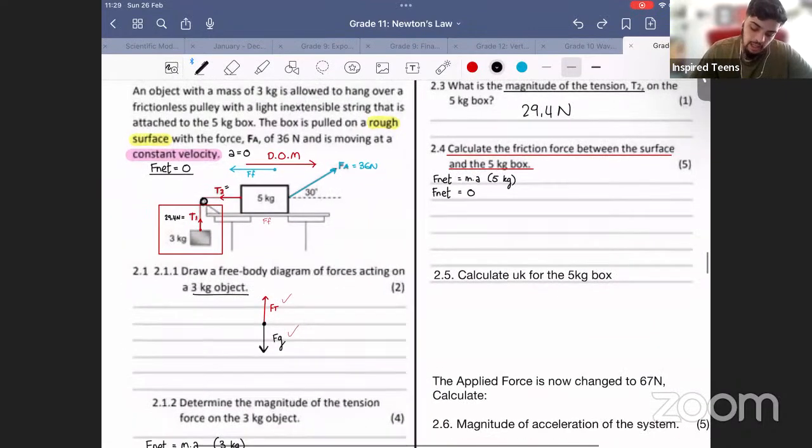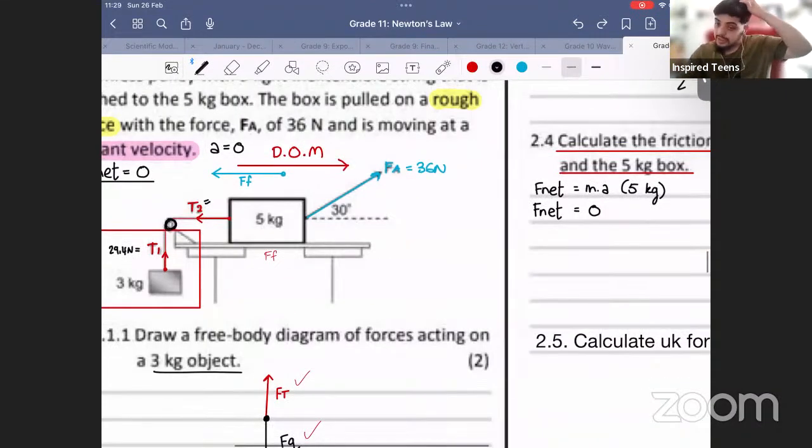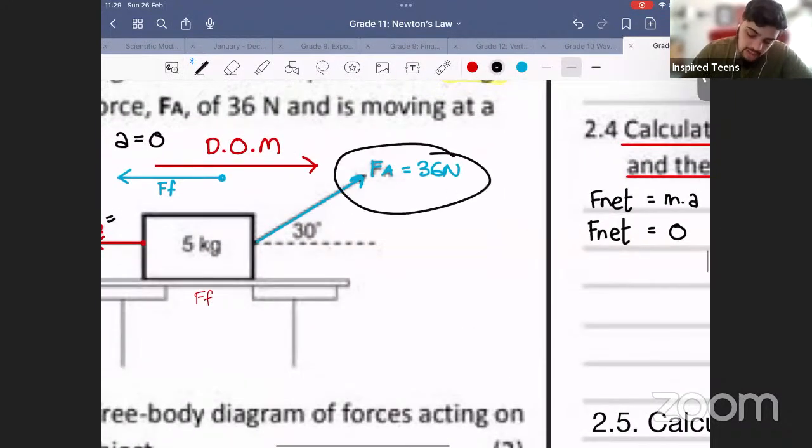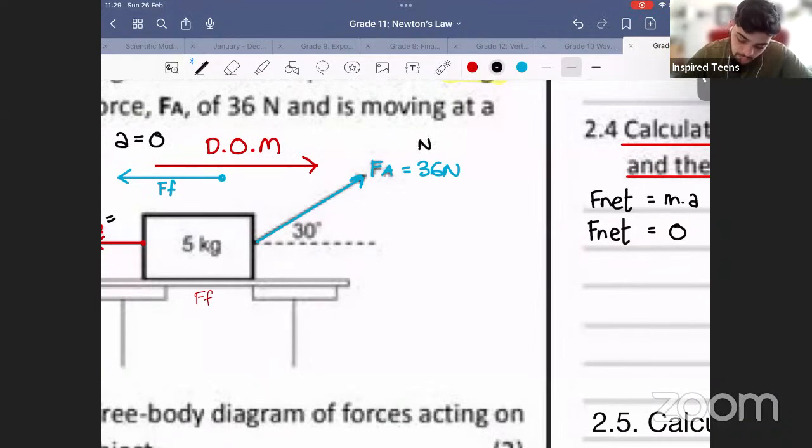Let's look at this now. What is the direction of motion? Can someone tell me what is the direction of motion? Just give me the direction of motion. It's to the right, okay? When we look at the applied force, it is not to the right. The applied force is actually upright.